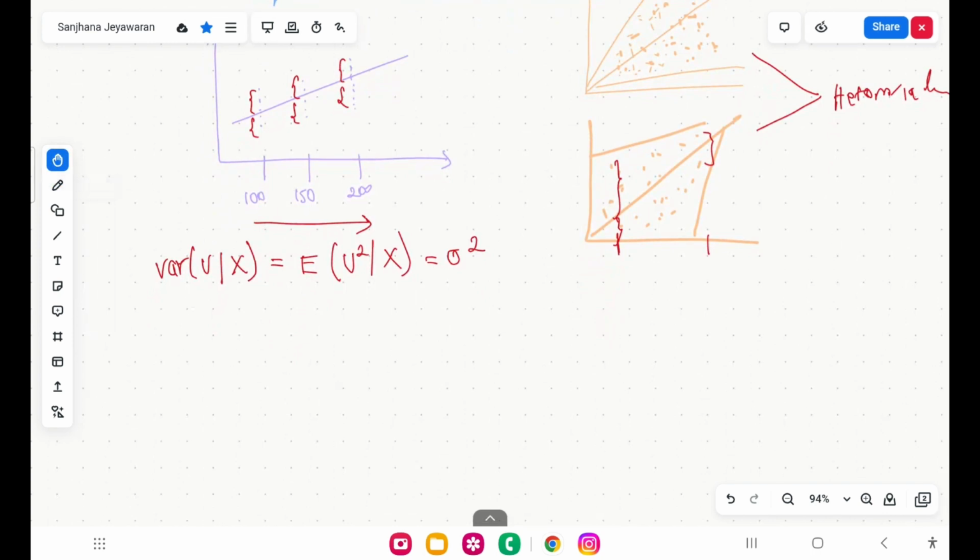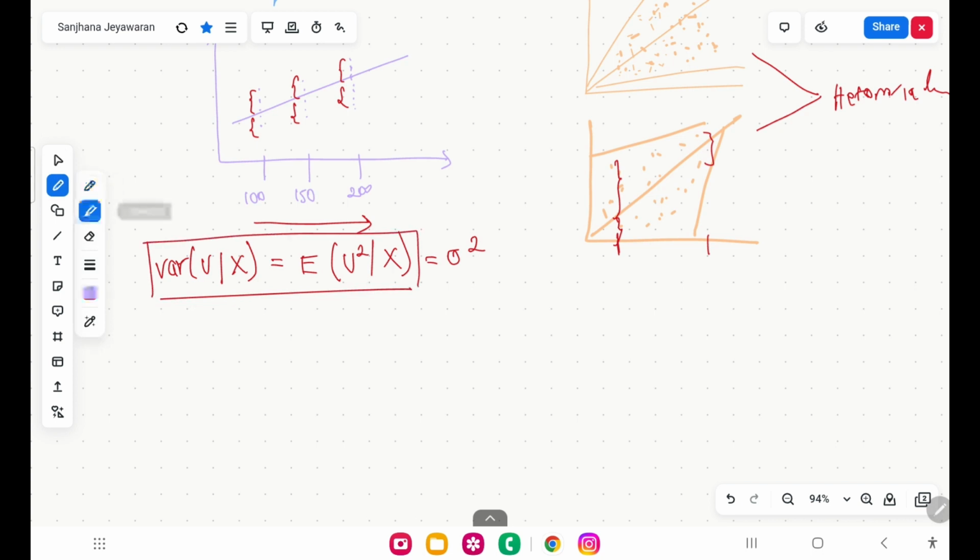Again, in order to prove this part, I will have to use the CL4 assumption. What does CL4 say? The expectation of errors is equal to 0. We will have to use this in order to prove that red color part.